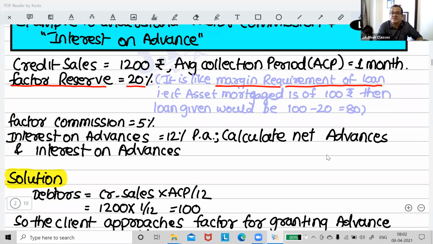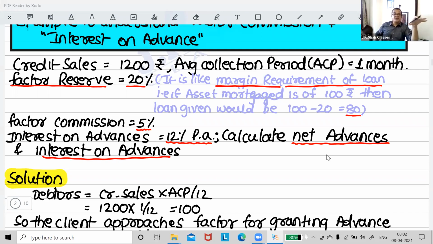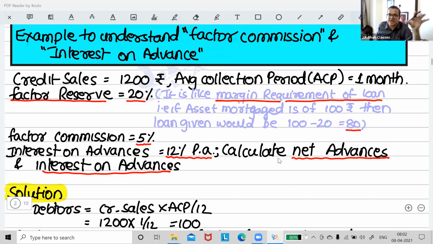It is like a margin requirement of a loan. That is, if an asset is mortgaged for 100 rupees, then the loan given will be 100 minus 20, that is only 80 rupees. Clear? Factor commission is 5%. Interest on advance is 12% per annum. You have to calculate the net advance and also the interest on advance. First, you understand the question. This is an imaginary question to explain this factor commission and interest on advance calculation.